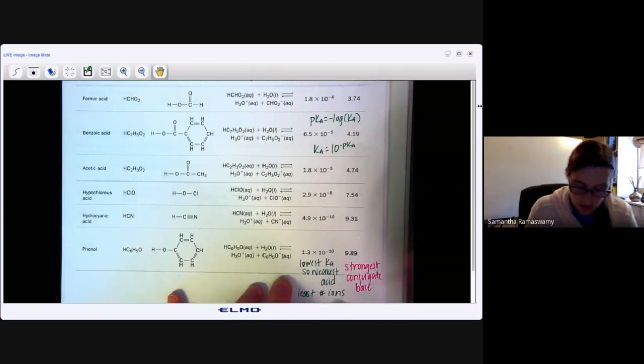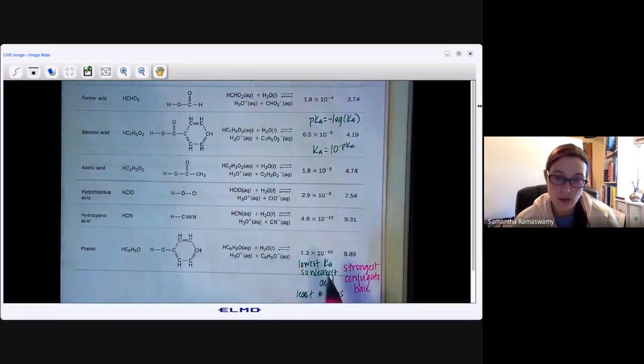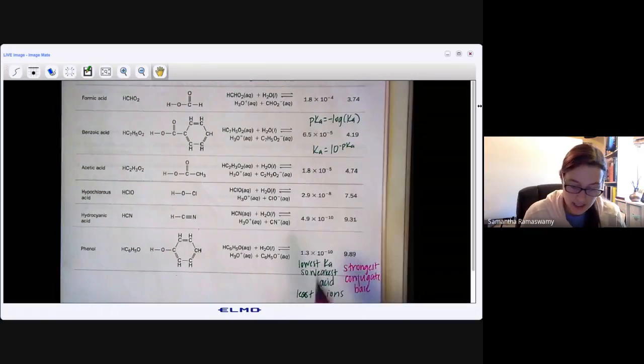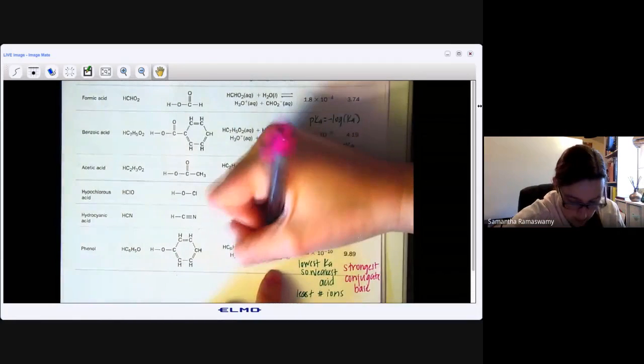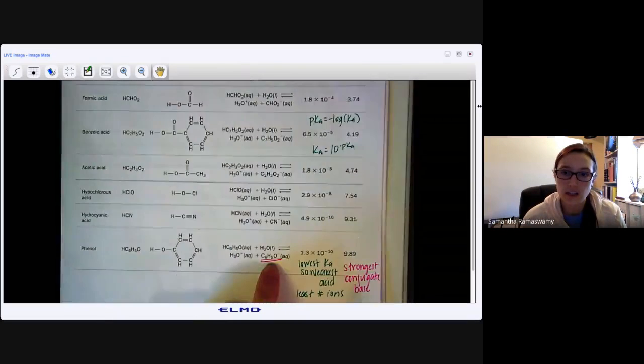So since phenol has the lowest Ka out of this entire list, it's the weakest acid, that means that its conjugate base, the phenolate ion here, would be the strongest out of all of these.